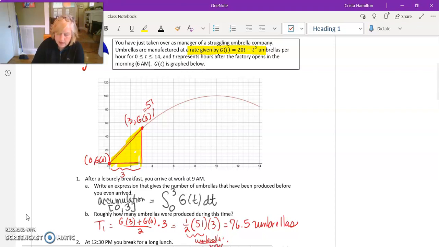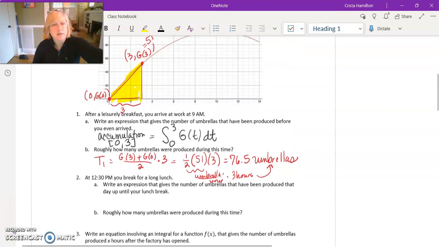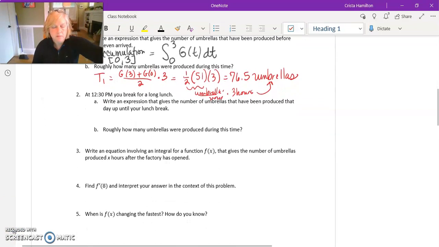Times 3 hours. And that's why we're going to end up with units of umbrella for that. All right, now we're going to take a look at the next problem, which says that we want to go to lunch break at 12:30, and we want to write an expression that gives the number of umbrellas that have been produced that day up until your lunch break.